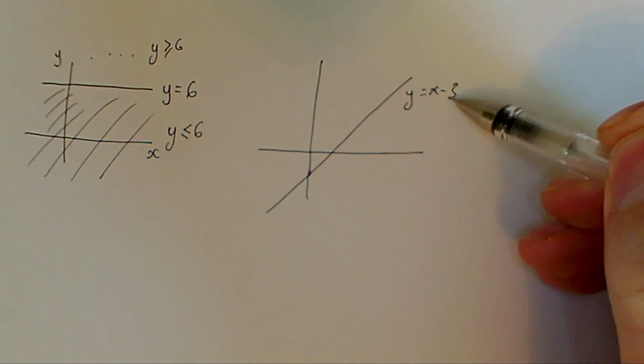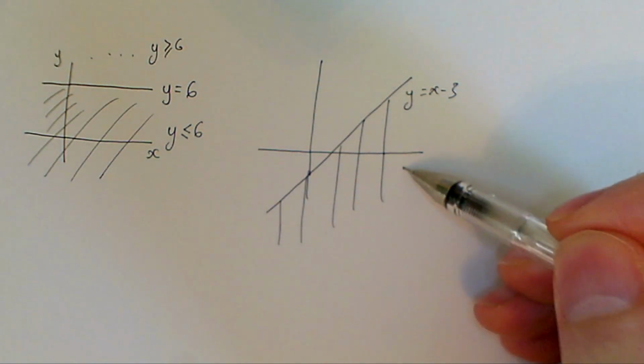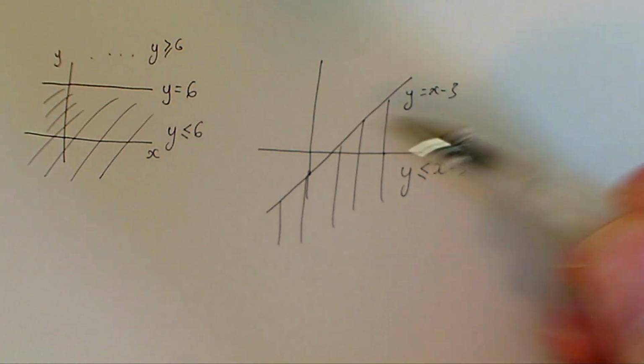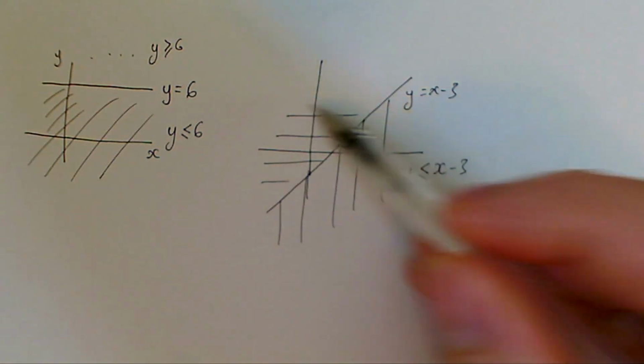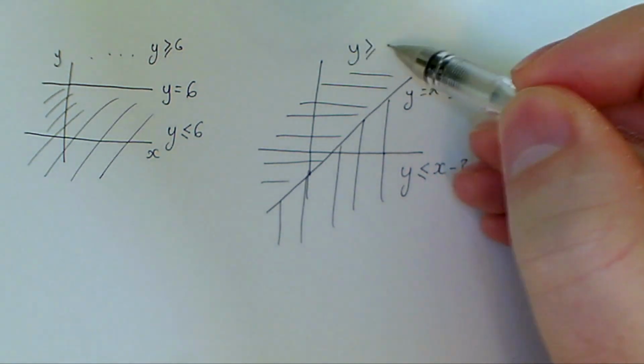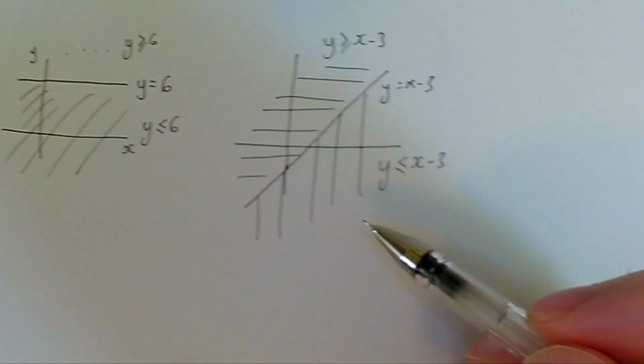Now I'm drawing the line y is equal to x minus 3, and the bit I'm shading is the bit where the y value would be less than or equal to x minus 3. And the bit above would be the zone which is greater or equal to x minus 3. It's a solid line, which is why I got the equals as well.